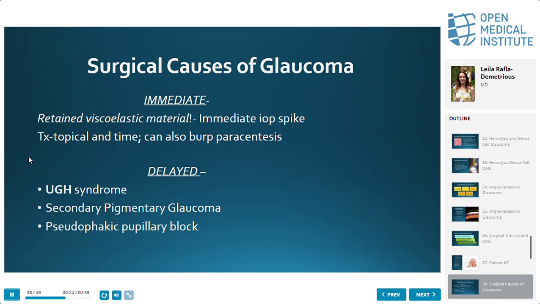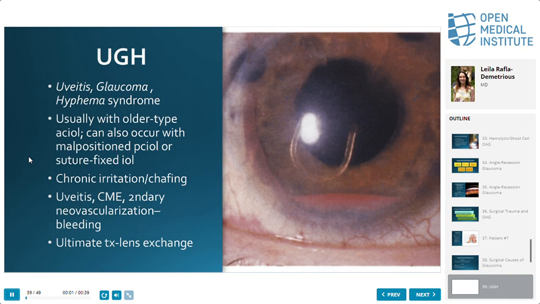And then delayed causes of surgical glaucoma include the uveitis-glaucoma-hyphema syndrome, secondary pigmentary glaucoma, and then pseudophakic pupillary block, which is not an open-angle glaucoma, but that is when the lens obviously blocks off the angle. So the UGH syndrome, again, uveitis, glaucoma, and hyphema, we see these usually with older types of anterior chamber lenses, like these ones that kind of grip onto the iris, though you can also see it with a malpositioned posterior chamber lens or suture-fixed lens.